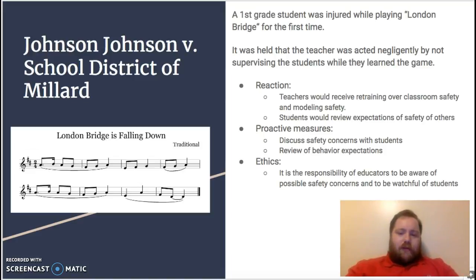The ethics portion of this is that it is the responsibility of educators to be aware of possible safety concerns, even if it's a game like London Bridge is Falling Down, which is a pretty innocent game. It is the responsibility of teachers and schools to recognize that there is a possibility of something going wrong and to make sure we address that. In this instance, I believe a little more supervision early on in this lesson and a better review of our expectations could possibly have prevented this from happening.